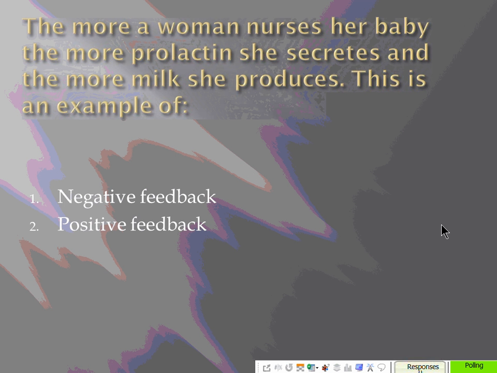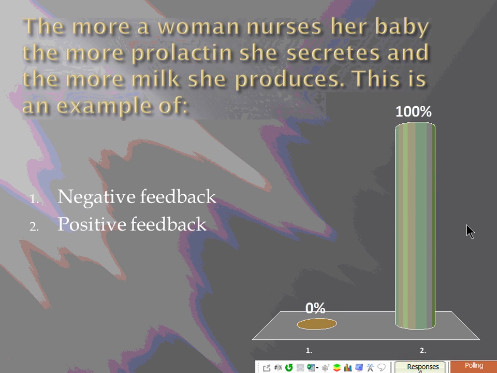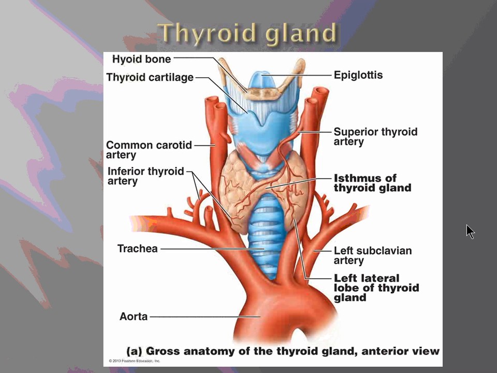Okay, let's look at this. The more a woman nurses a baby, the more prolactin she secretes and the more milk she produces. What is this an example of? Positive feedback.